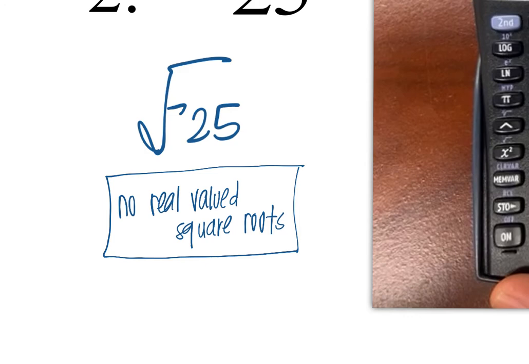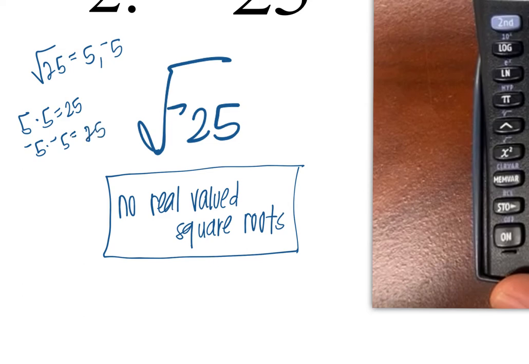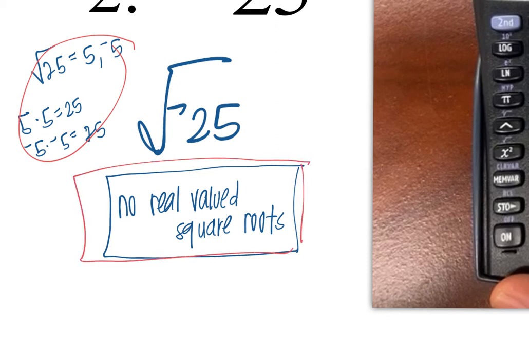Basically, when you're taking a square root, you're asking yourself, what two things can I multiply by itself to get this number? So what can I multiply by itself to get negative 25? Well, you can't. 5, for instance, is a square root of 25, along with negative 5, because 5 times 5 is 25, and negative 5 times negative 5 is 25. But you're never going to be able to multiply a number by itself and have it give you a negative. So that's why our answer here is no real valued square roots.